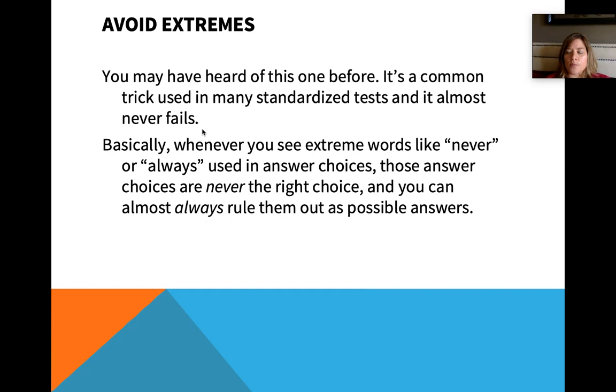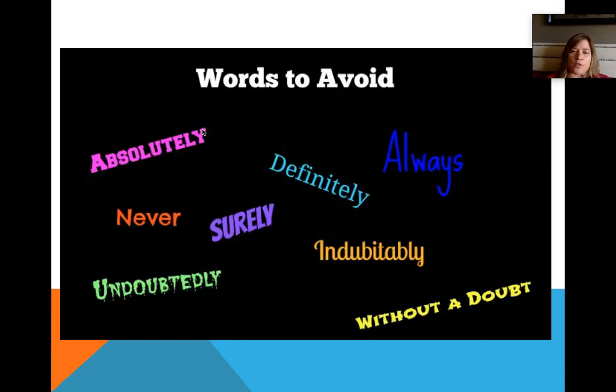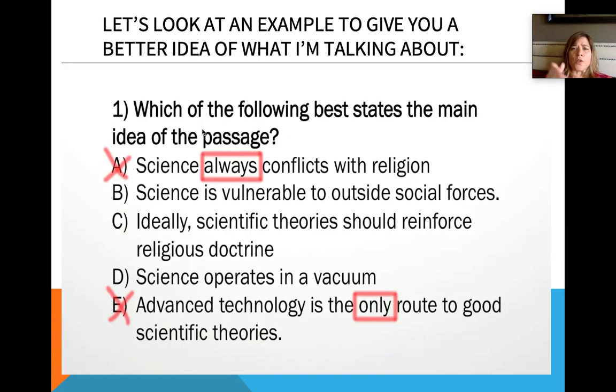So extremes are words like absolutely, never, always, all of the time, definitely, undoubtedly, without a doubt, indubitably, which basically means the same as undoubtedly and without a doubt. You want to look for those in the answer choices and say, this isn't going to work because that's an extreme. So here's an example of what I'm talking about.